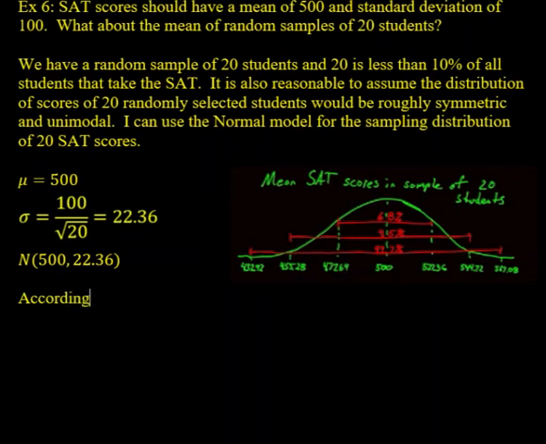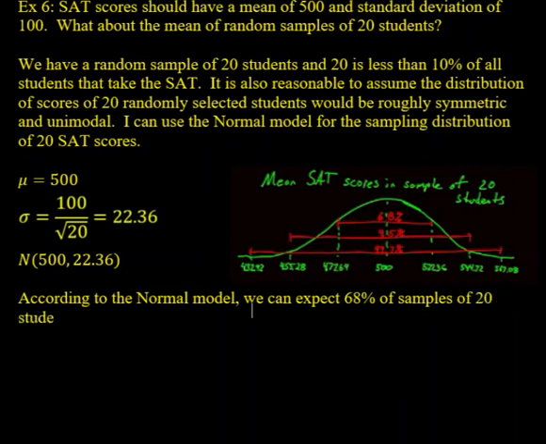According to the normal model, we can expect 68% of samples of 20 students to have mean SAT scores of between 477.64 and 522.36. You might want to round these to 478 and 522 because they're points.